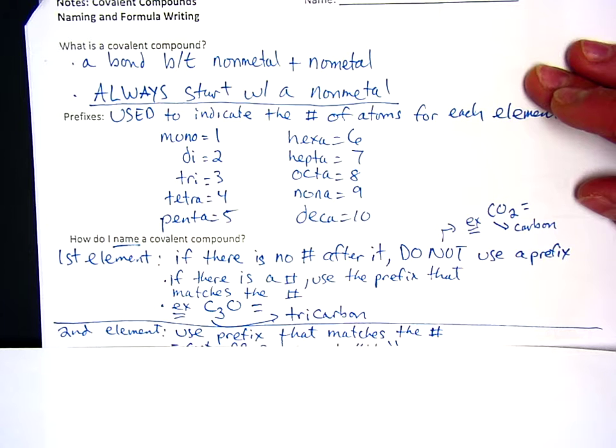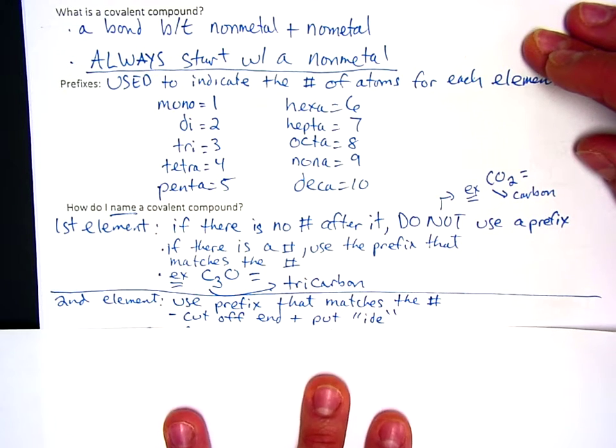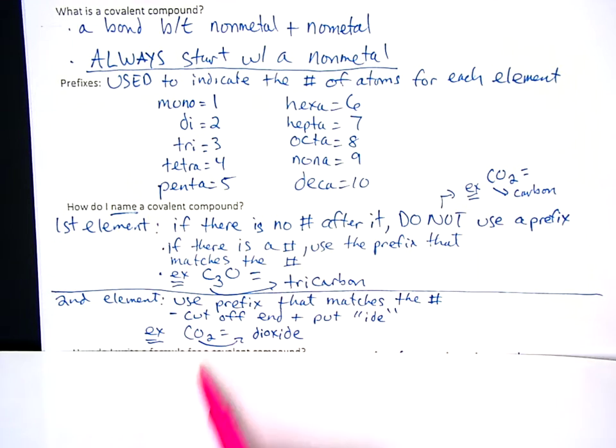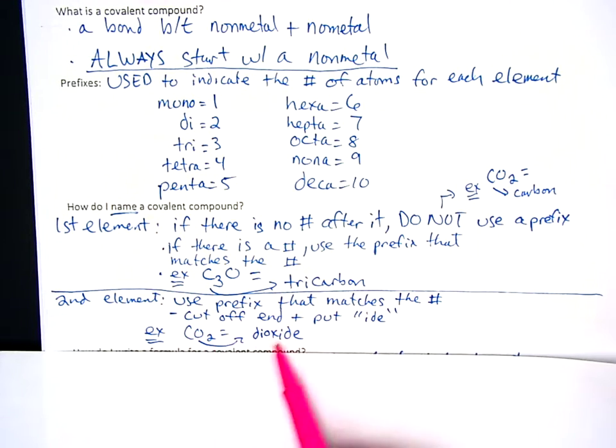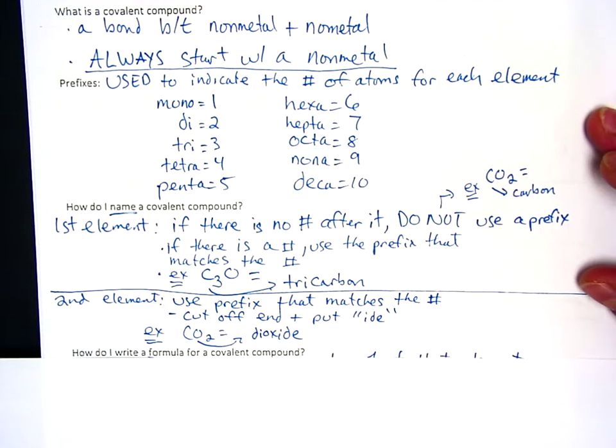Second element, you're always going to use a prefix no matter what. So you use a prefix that matches the number you're working with. Just like before with ionic compounds, you cut off the ending of these and put an "ide." So for example, for CO2, carbon dioxide. So the di is indicating you have 2 oxygen. So instead of saying dioxygen, we say dioxide.